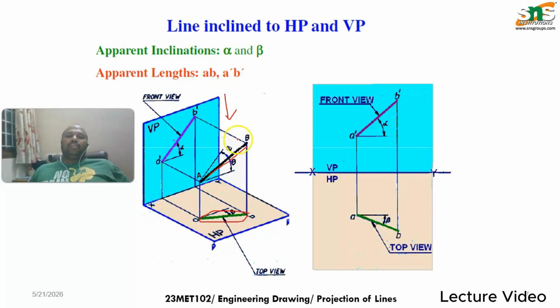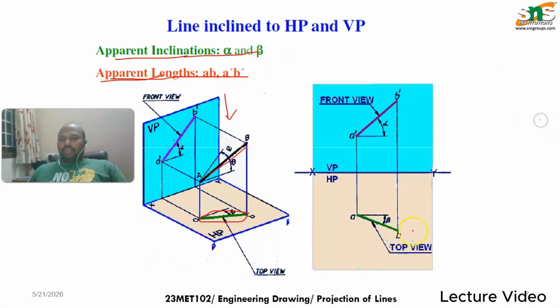When you have a line which is inclined to VP, if you see it from the top view, you can see the original length, but if you see it from the front view, we have a shortened length like this. These shortened lengths are the apparent lengths, and the angle between the line and the reference line is known as the apparent inclination. The apparent lengths and apparent inclinations help us to see the inclined line in different views, the front view and top view.